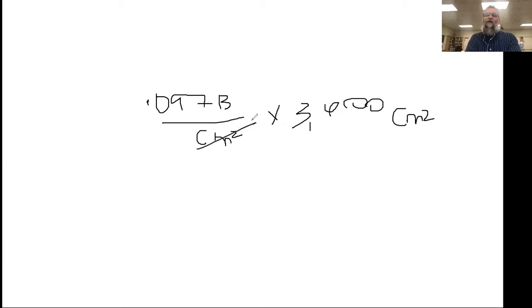So the centimeters squared will cancel each other out. And if you take 0.097, oh wait, we're doing red beans. I don't want 0.097. Sorry about that. I'm not doing total beans. So I need to change that number to, what was my red bean number? Oh, heck, I just erased it.